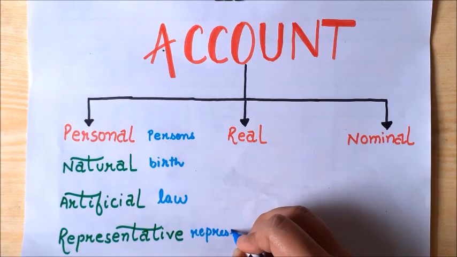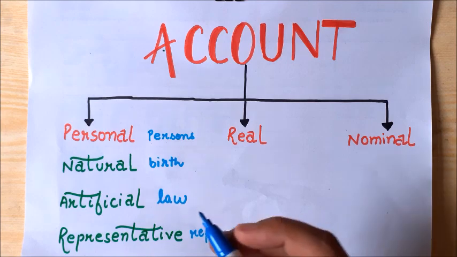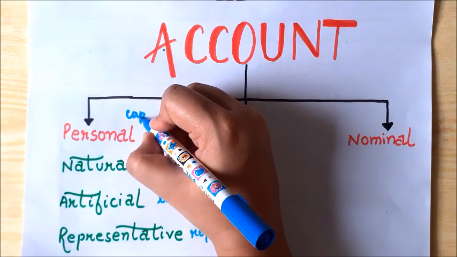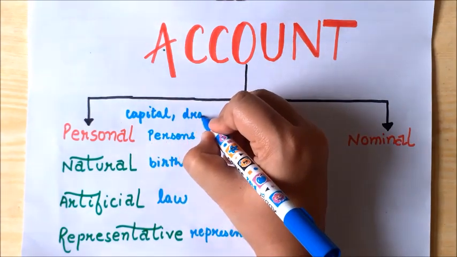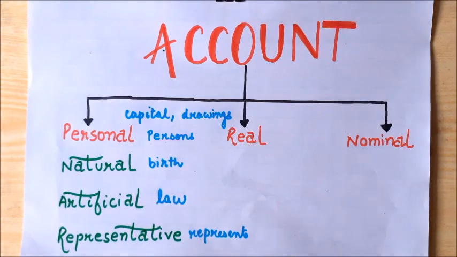For example, outstanding salary. Outstanding salary is the account that represents those people to whom salary is not paid, is outstanding. Here we need to keep one thing in mind, that capital and drawings is also a personal account. Why? Because it represents the owner's deposits and withdrawals.